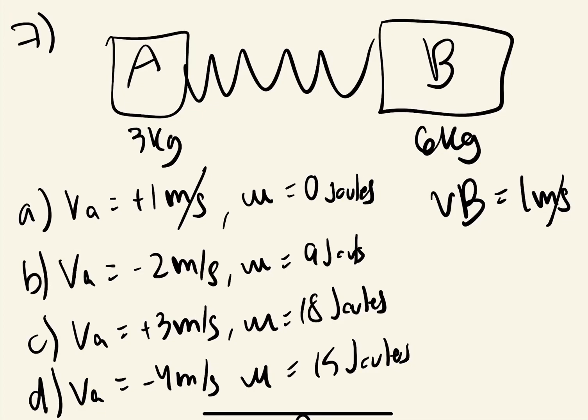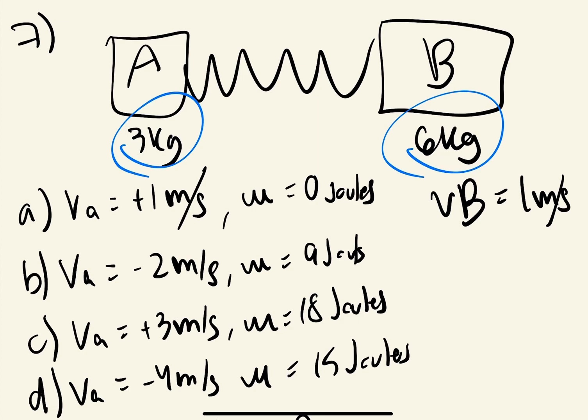Alright, so this is exercise 7, and it says block A has mass 3 kilograms and block B has mass of 6 kilograms, right? Right here in the image. It says the blocks are forced together, compressing a spring S between them. Then the system is released from rest on a level, frictionless surface.